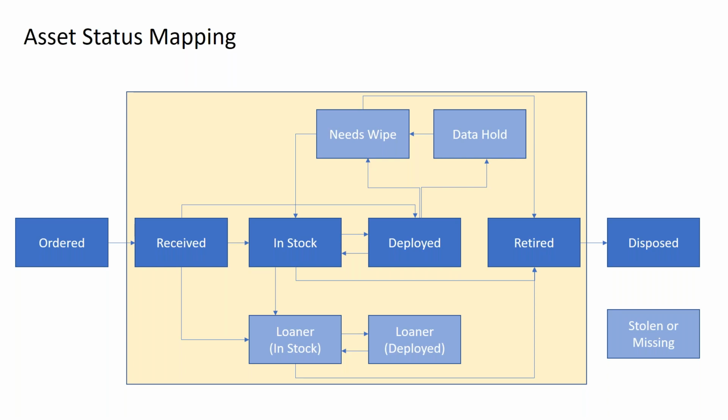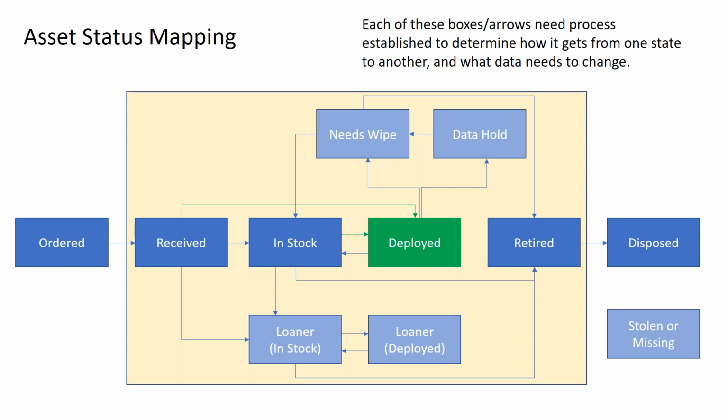And ultimately, with all of these, we have a lot of boxes that represent a lot of different hardware asset statuses and a lot of arrows. Whenever you have an arrow going from one box to another, we need to establish a process. So what data has to change when a device goes from received to in stock? What data needs to change when it goes from retired to disposed? And if you just give this system to your analysts without identifying any of that, they're not going to know what to set.